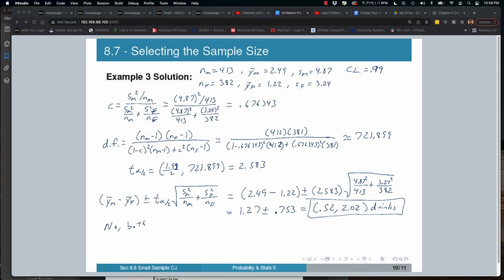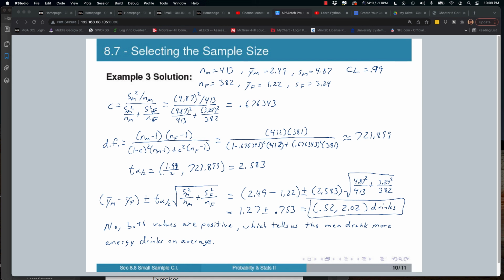Both values are positive, which tells us the men drank more energy drinks on average. And I'd like to think that we probably figured that out without doing a confidence interval on it, but the confidence interval backs this up and proves that it's true. I would like to say that probably more men drink more energy drinks than women.